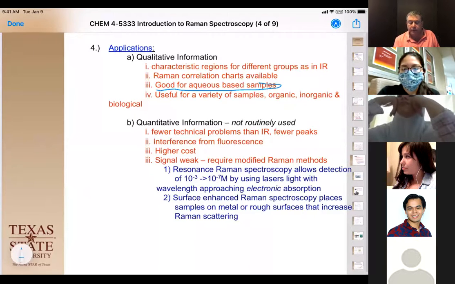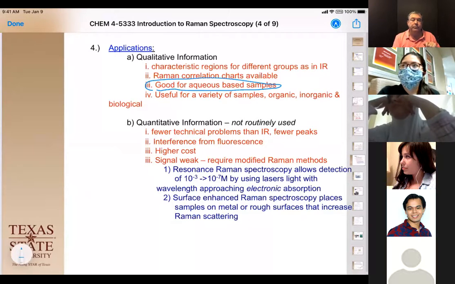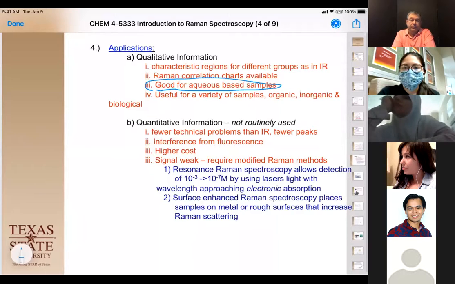You can actually do samples with aqueous things, which means you can do Raman spectroscopy on living cells. And that's one of the applications we have. And so we can use it in medical, in biological, it's used a lot in food, it's used a lot in quality control, okay?